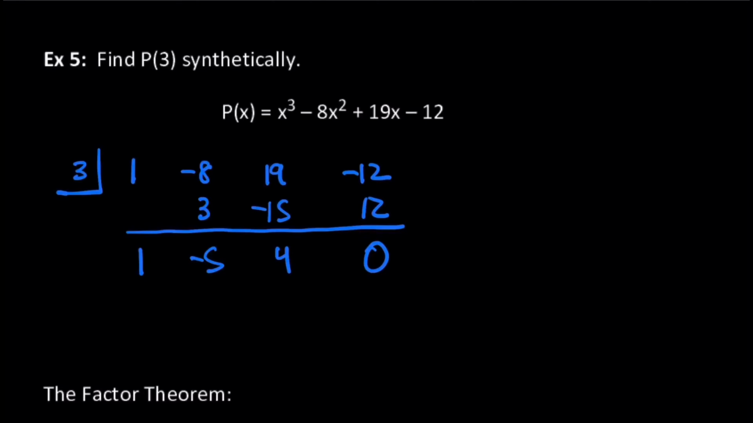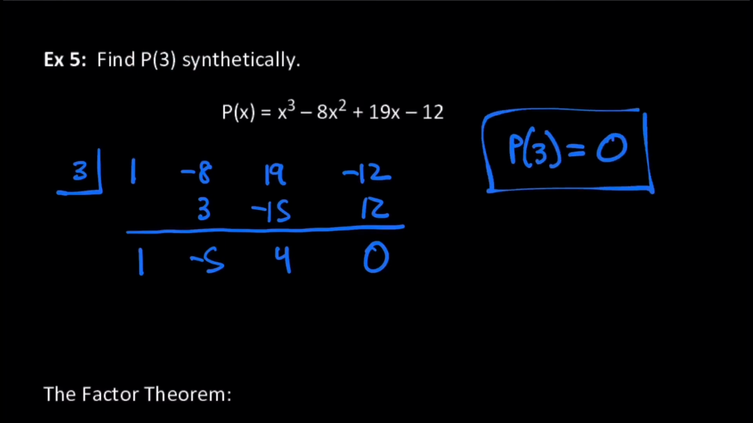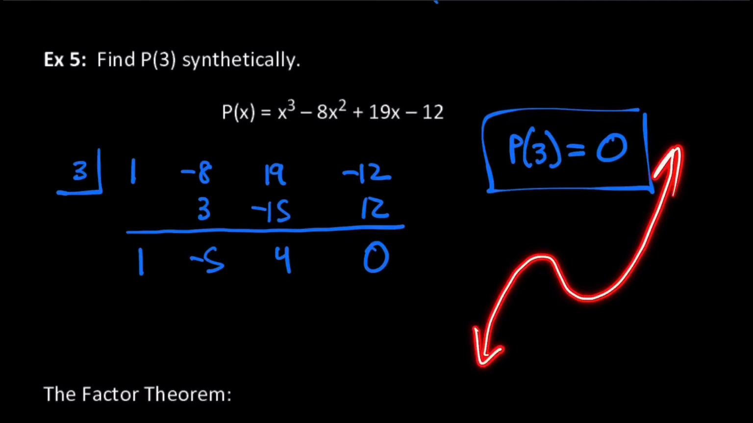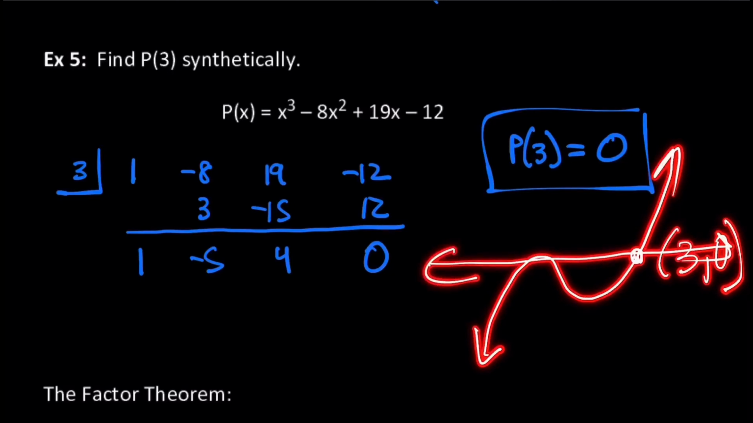So again, the question wants me to find p of 3. I'm not listing a polynomial. I'm saying p of 3 equals 0. That tells you what p of 3 is. Well, what do we know graphically? Well, positive cubic, here we go. X value is 3, Y value is 0. Well, what does that mean, 3, 0? Guess what? That means it's a root. Here's your x-axis.